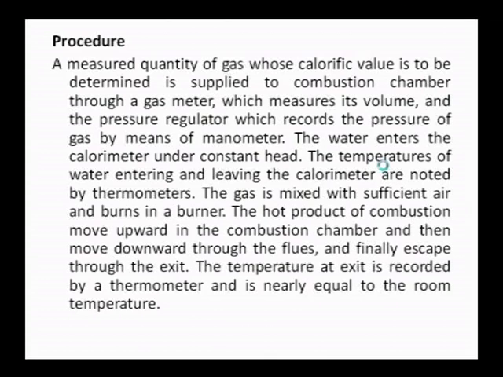The hot products of combustion move upward in the combustion chamber and then move downward through the flues and finally escape, exhausted to the atmosphere. The temperature at exit is recorded by a thermometer and is nearly equal to the room temperature. That means the products of the combustion are cooled to the room temperature.